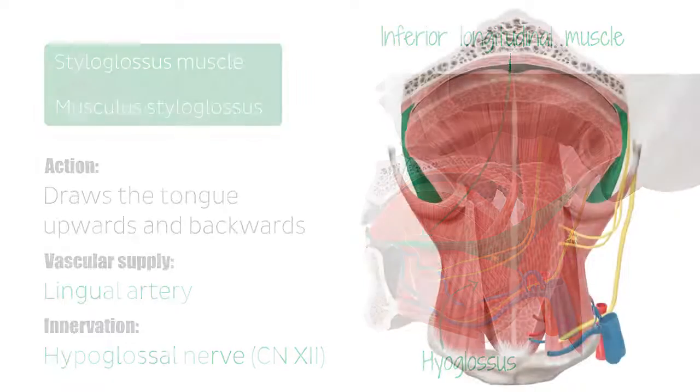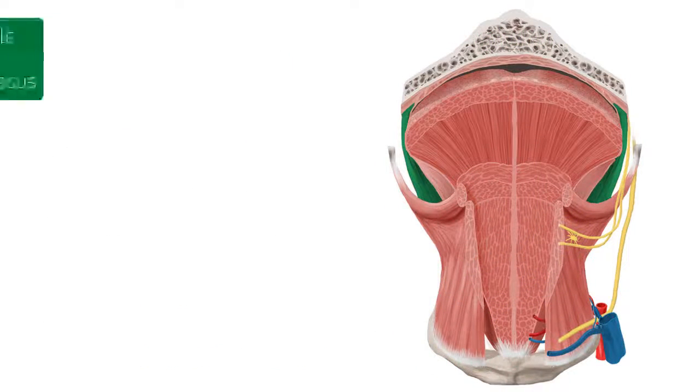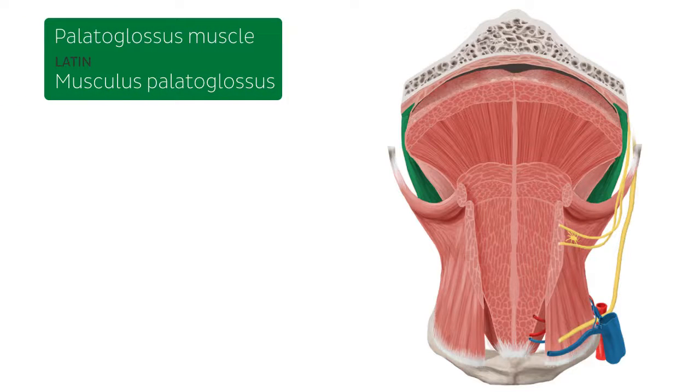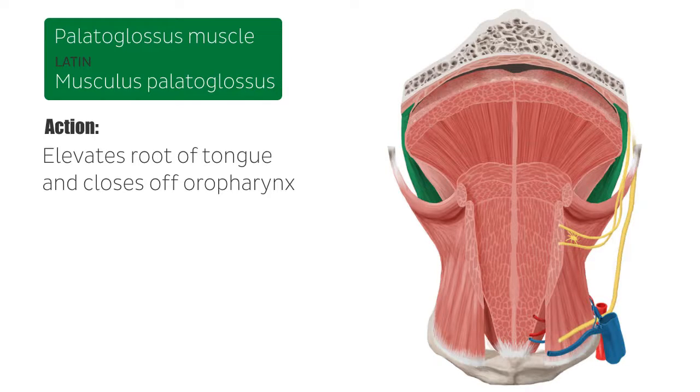The fourth and final extrinsic muscle of the tongue is called the palatoglossus muscle. It is also considered to be a muscle of the soft palate. In this image, we can see the palatoglossus muscle originating from the soft palate and continuing downwards to insert into the side of the tongue. The palatoglossus elevates the root of the tongue and closes off the oral cavity from the oropharynx.